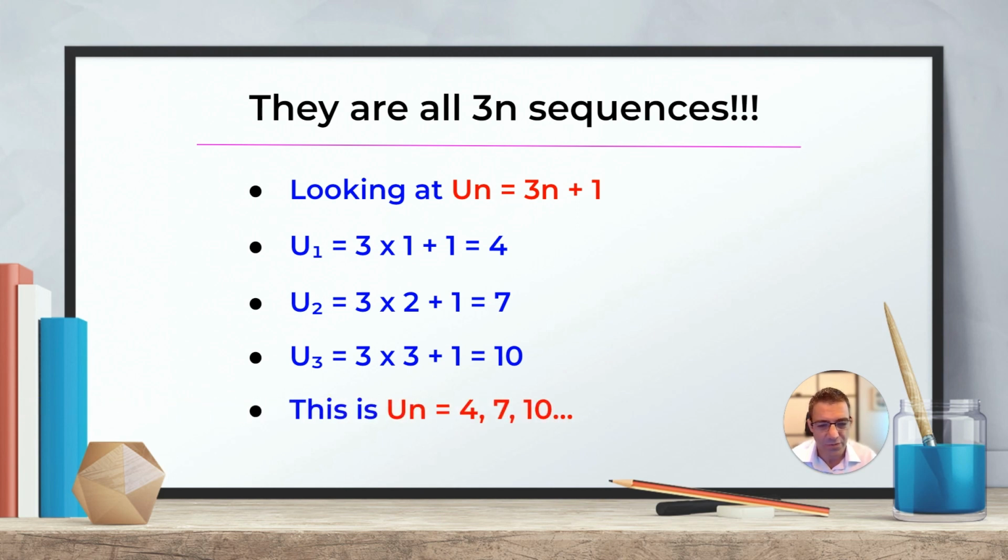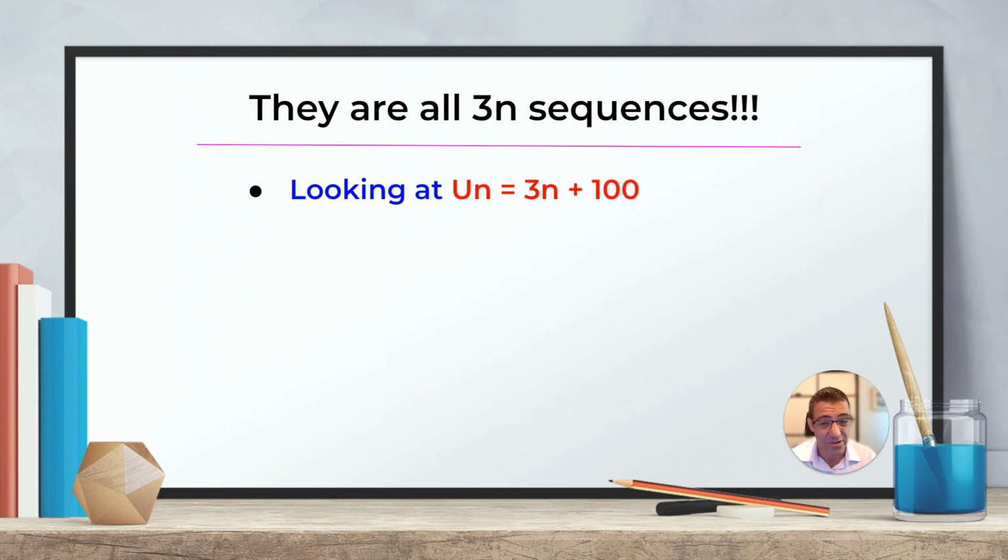So this sequence here is 4, 7, 10. And it's called 3n plus 1. So if this is making sense to you, let's look at 3n plus 100. Well, this would be like the 3's times tables as well, moved across by 100. So instead of being 3, 6, 9, 12, it'll be 3 plus 100, which is 103, and then 6 plus 100, which is 106, and so on and so forth.